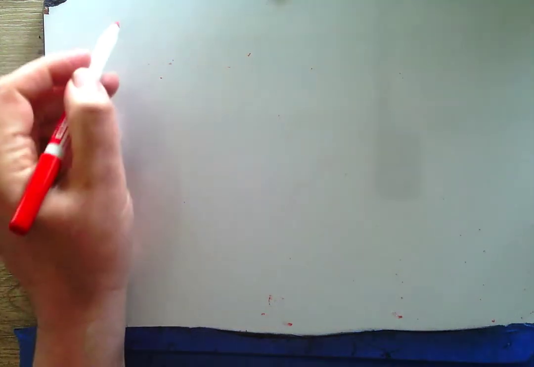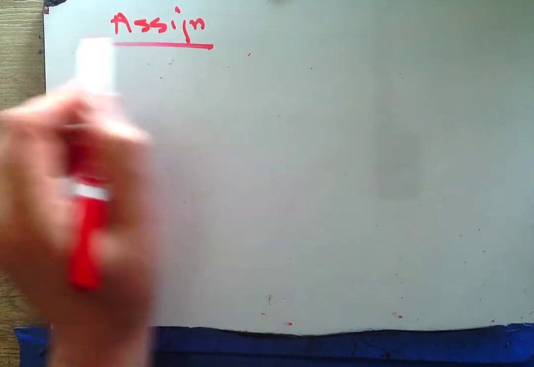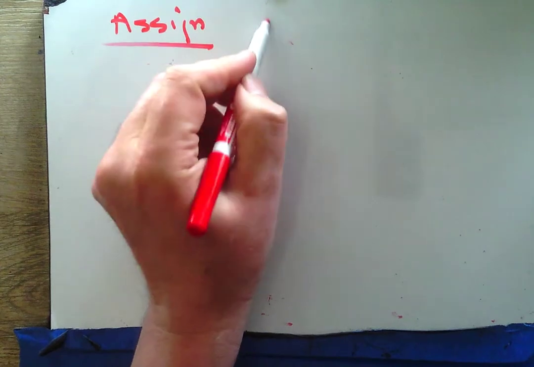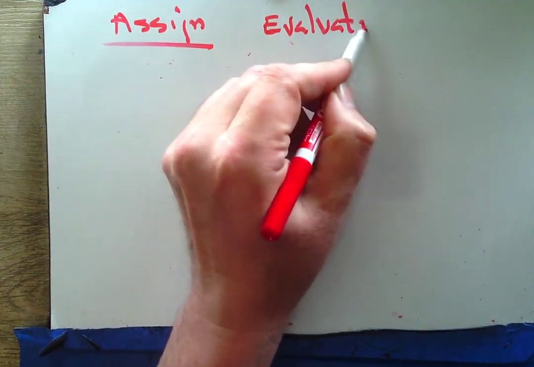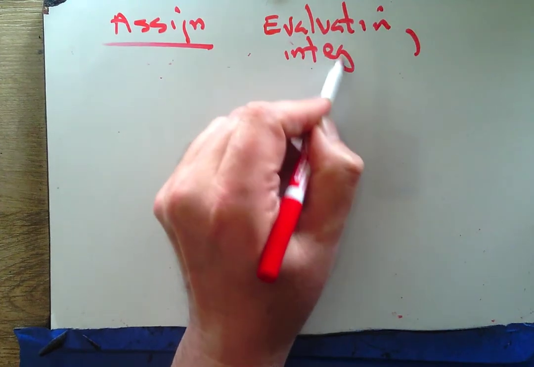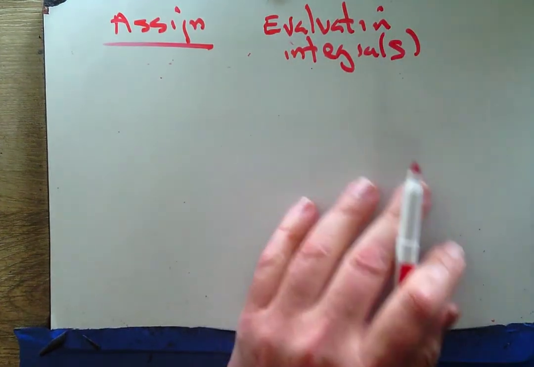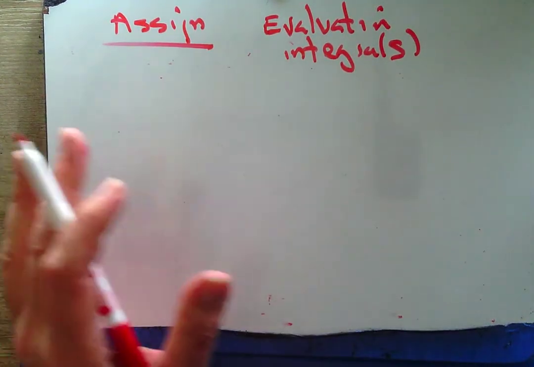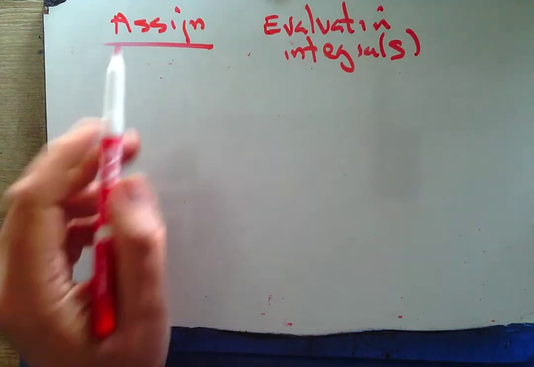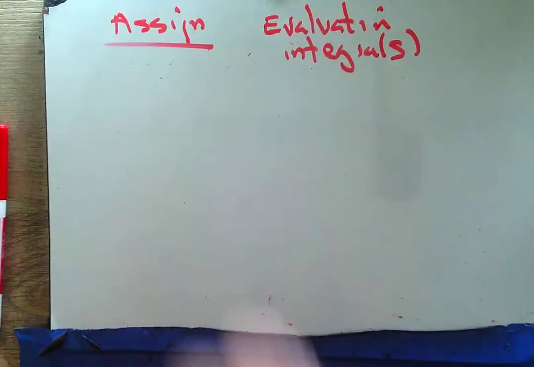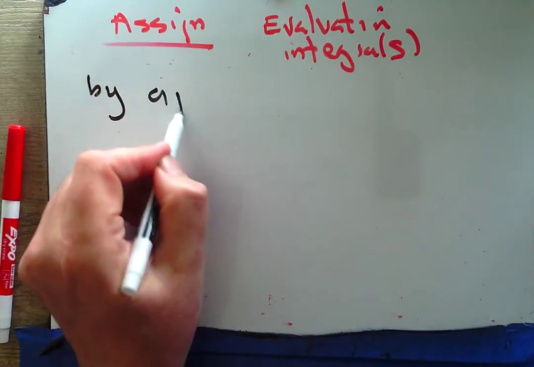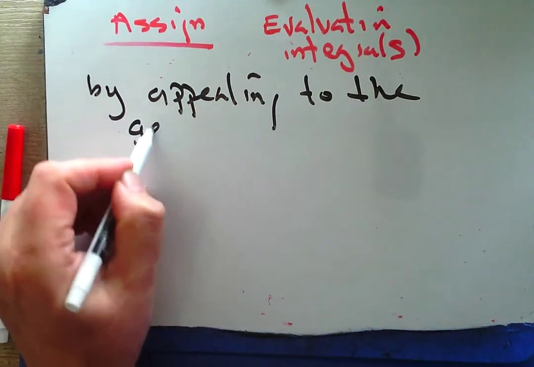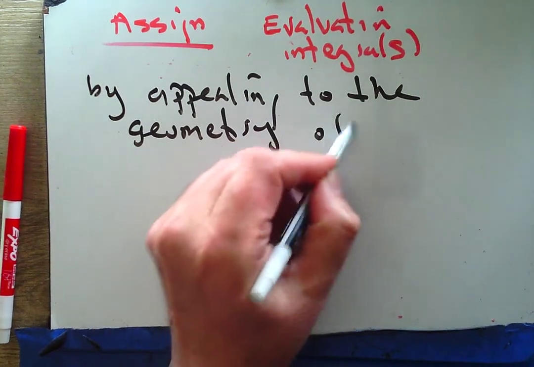Welcome to assignment 82, our last new material for the semester, and this is all about evaluating integrals. So this is the way we can evaluate an integral with what we know right now. And that method is going to be by appealing to the geometry of the situation.